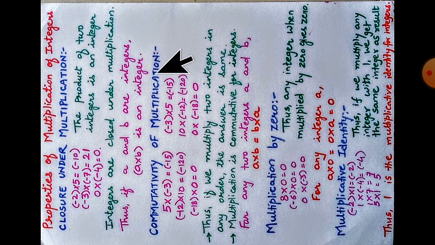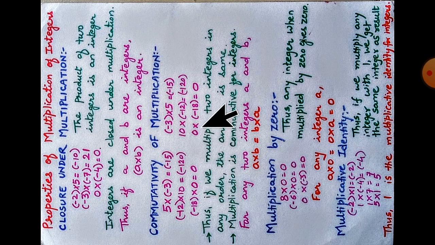Now let us see commutativity of multiplication. Here, if we interchange the numbers for multiplication, the answer will be the same. 5 into minus 3 equals minus 15. Here minus 3 into 5 equals minus 15. We have interchanged 5 into minus 3 here. Here minus 3 into 5, but the answer is the same. Minus 12 into 10 equals minus 120. If we interchange the numbers, it will be 10 into minus 12, that will be minus 120. Again the third one, minus 18 into 0, it will be 0.